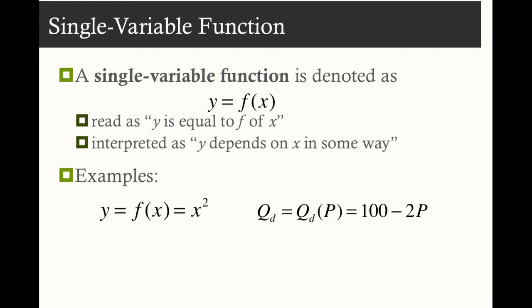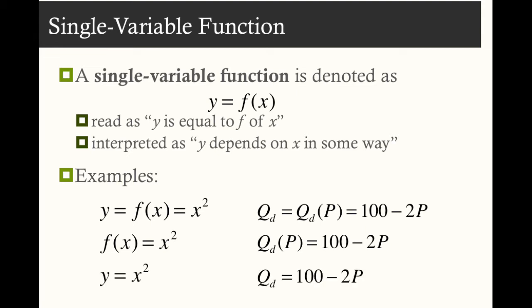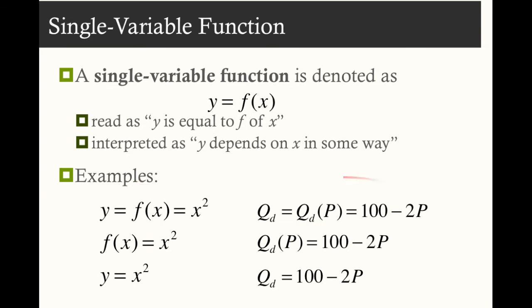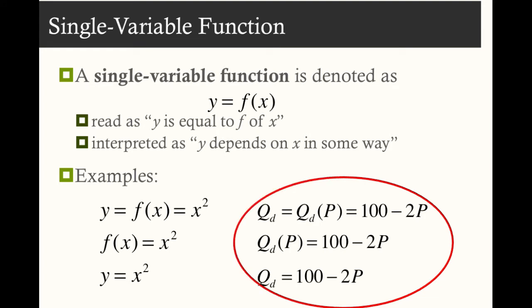It may be a little shorter. f of x is equal to x squared, or quantity demanded depends on price equals 100 minus 2p. Maybe even shorter, it may just look like an equation, y equals x squared, or qd equals 100 minus 2p. The point is that on this side, what we're being told is that y depends on x in some way. And on this side, we're being told that quantity demanded depends on p in some way.